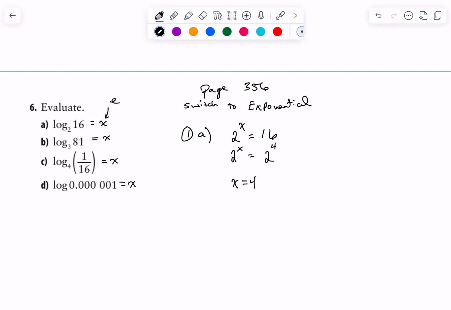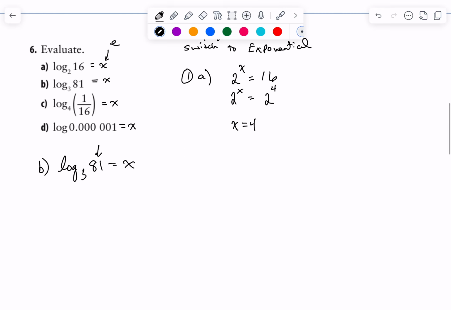Okay, so for B, what I can also do is leave it in logarithmic form and ask yourself, how could I rewrite 81? Very similar in the sense that I'm trying to rewrite 81 with a base of 3, so that I have log base 3 of 3 to something equal to x. That something is what I'm trying to figure out, and ultimately what x is going to equal.